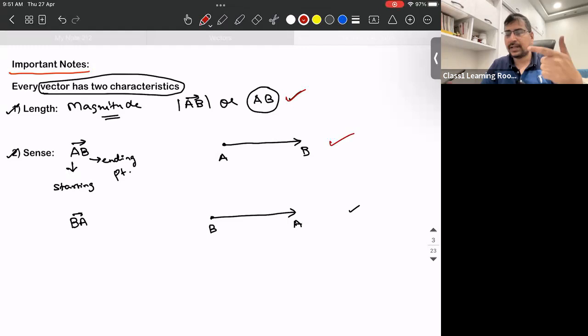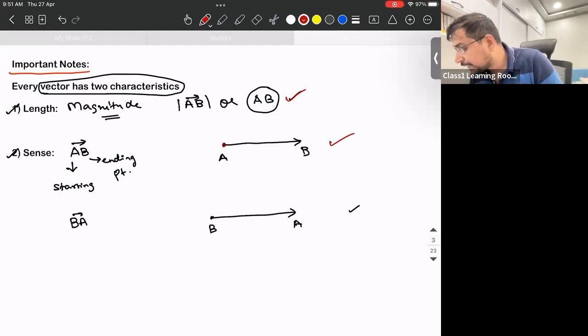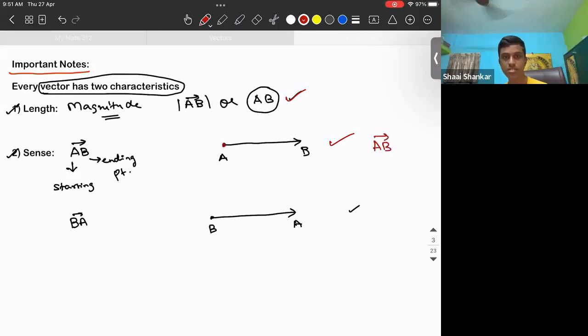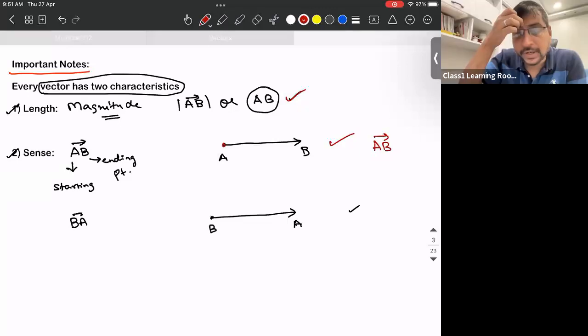And about sense, what do you mean by sense? Sense is, for example, if I have to write AB vector, if I write... Sir, your voice is breaking. Is it breaking? Okay, okay. I repeated.